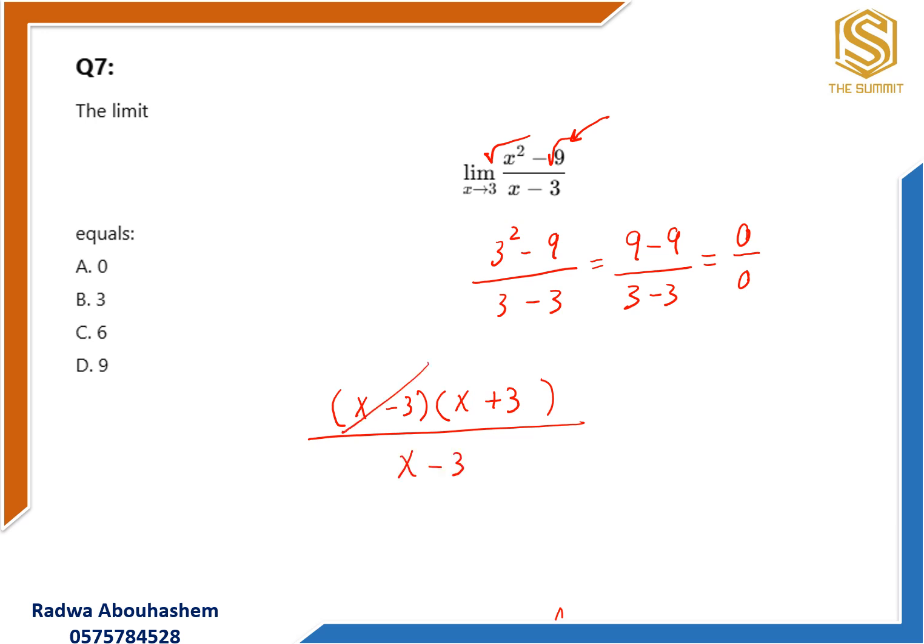So I canceled x minus 3 with x minus 3. I left with x plus 3. So let me substitute again. After you factorize and cancel one of these, you have to substitute again. So here, 3 plus 3 gives me 6.